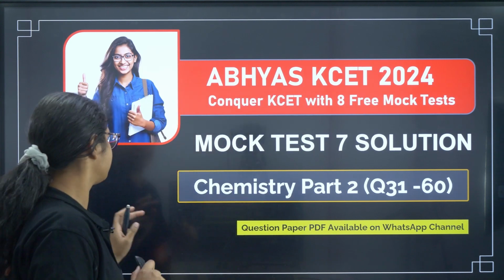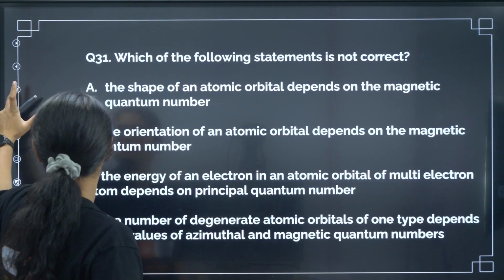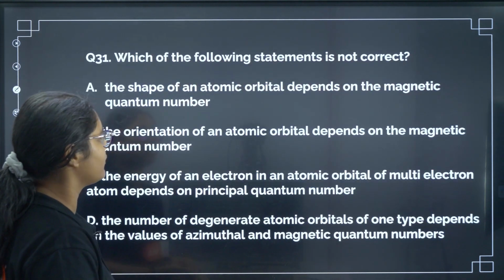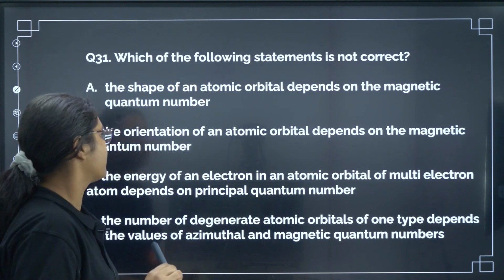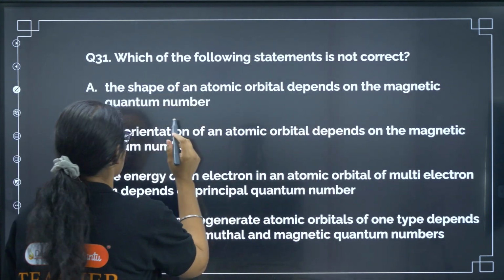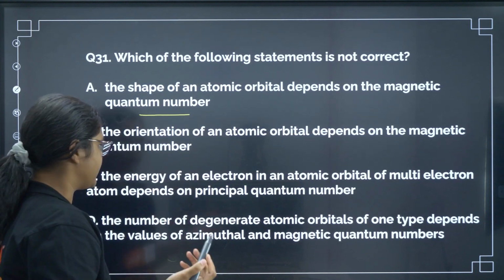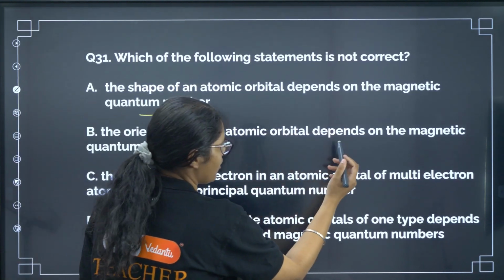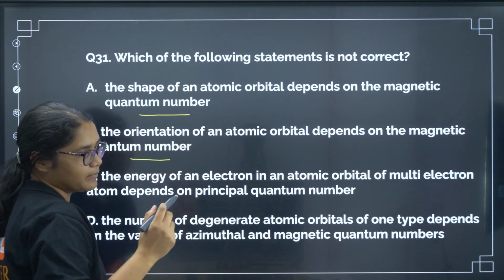So let us start with the first question. This is a theoretical question: which of the following statements is not correct? Okay, so it's about quantum numbers. The shape of an atomic orbital depends on the magnetic quantum number. Okay, let us read that. The orientation of an atomic orbital depends on the magnetic quantum number.